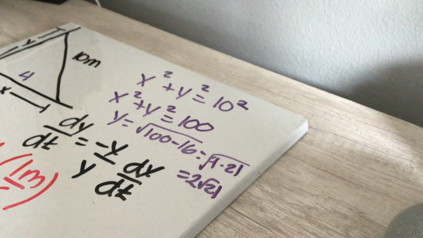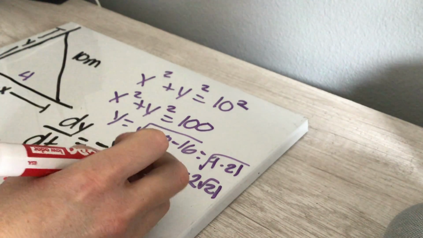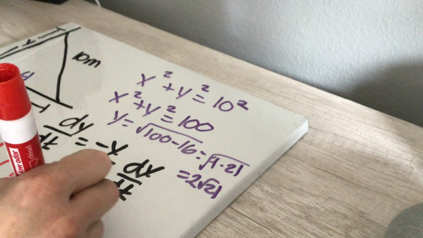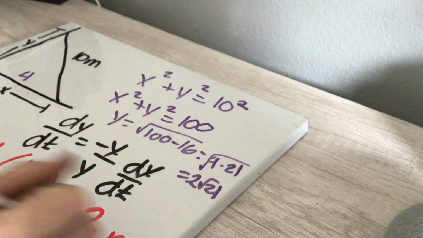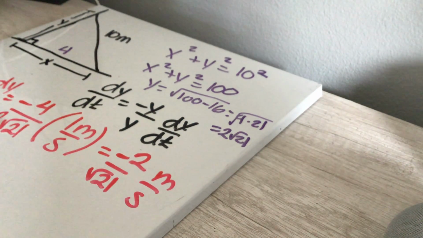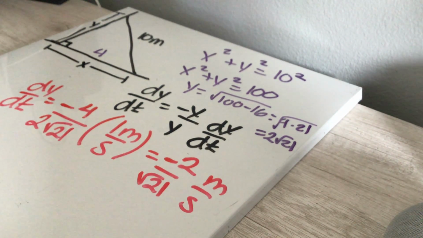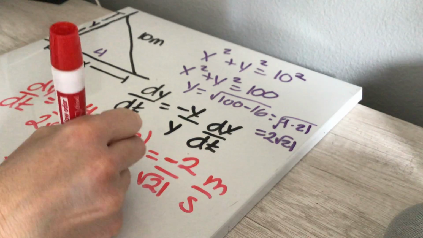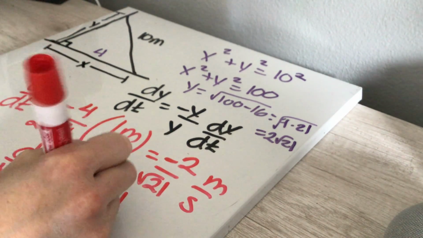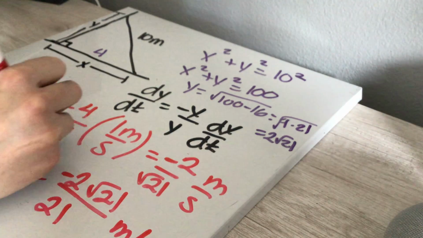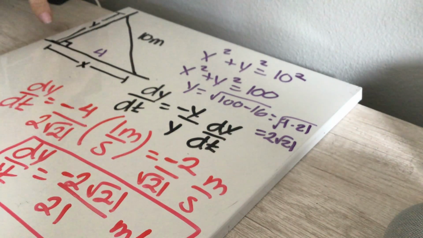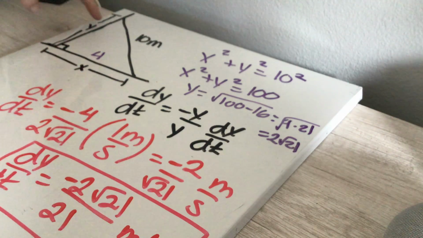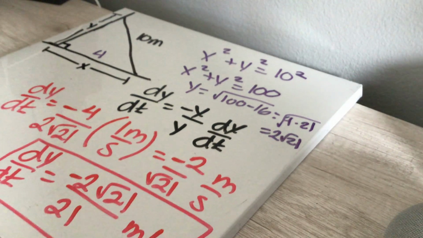And then simplify. So negative 4 divided by 2 is negative 2 over the square root of 21 times 1. But we know we can't leave a radical in the denominator, so we're going to multiply by the square root of 21. So dy/dt equals negative 2 times the square root of 21 over 21 meters per second would be the rate that the change in y, so the rate that it's sliding down the wall. Makes sense that it's a negative because the height is going to be getting smaller as the base of the ladder moves away from the wall itself.